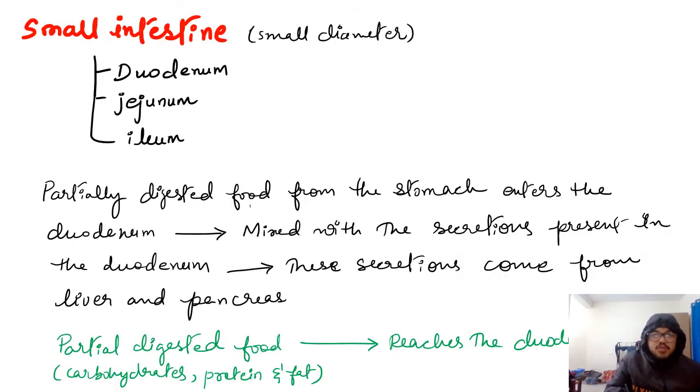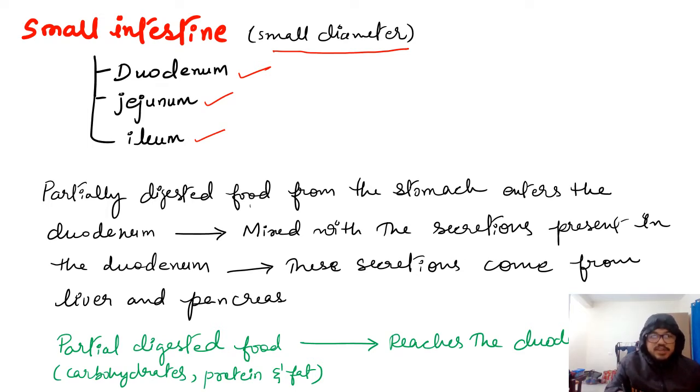So you can see the small intestine has a small diameter when compared to the large intestine. The small intestine is divided into three segments: duodenum, jejunum, and ileum. And most of the absorption will take place in the small intestine.